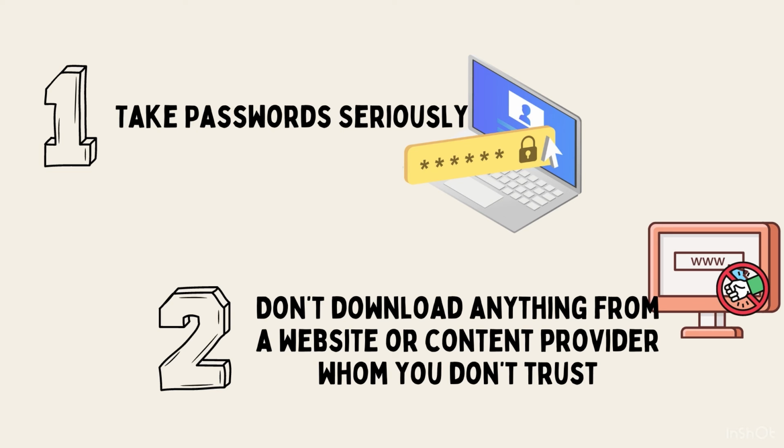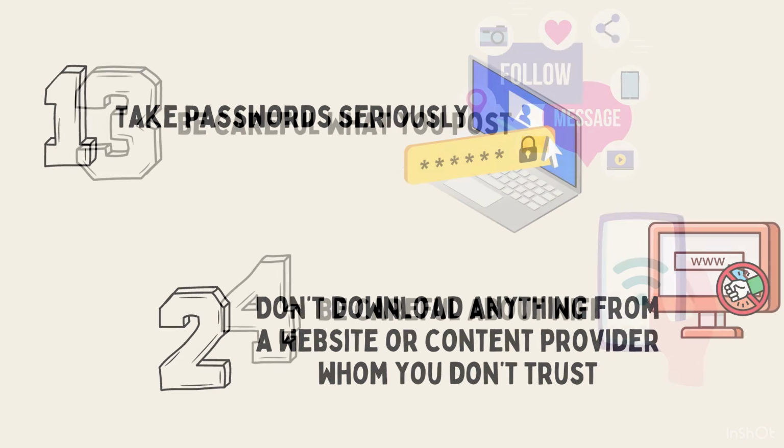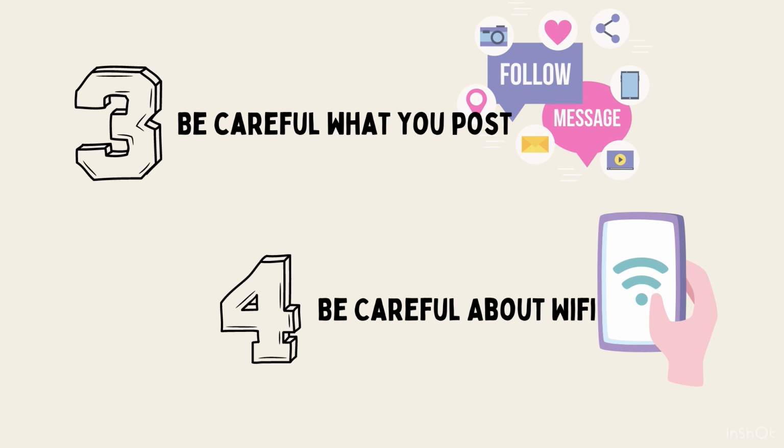The second rule is don't download anything from a website or content provider whom you don't trust. Avoid visiting unknown websites or downloading software from untrusted sources. These sites often host malware that will automatically install and compromise your computer. If attachments or links in an email are unexpected or suspicious for any reason, don't click on them. They can harbor behind-the-scenes computer viruses and spyware, or open a backdoor giving others access to your computer without your knowledge.